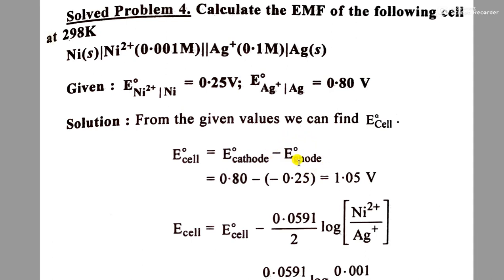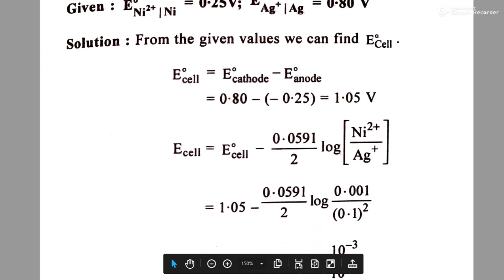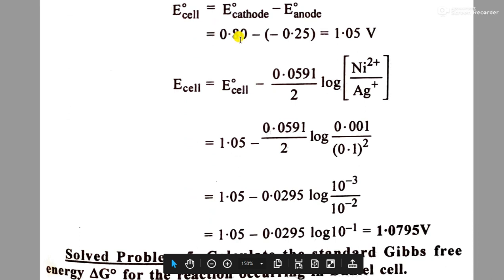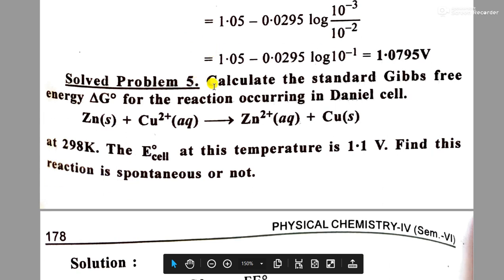Okay, so you have to be careful while attempting questions like this. So at the anode, the oxidation is happening, but in the question you will be given the reduction potential only. So you have to take the negative value of the reduction potential here. So the answer is 0.8 minus of 0.25 is equal to 1.05 volt. Then substituting the value of E0 of the cell in the Nernst equation, you will get the final answer as 1.0795 volt.